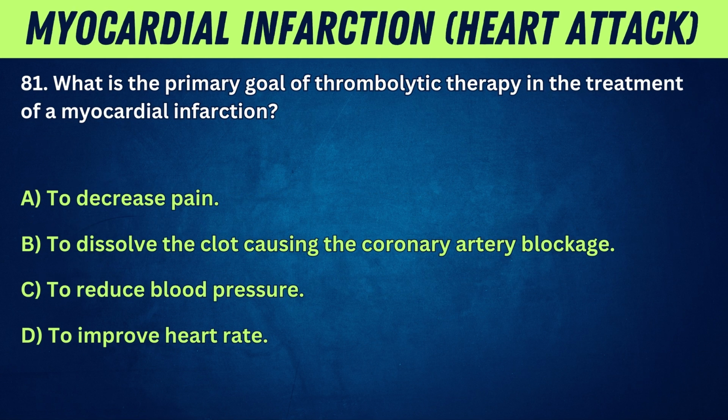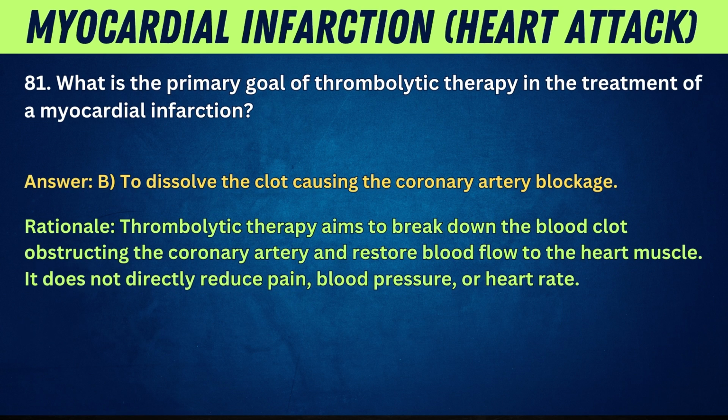81. What is the primary goal of thrombolytic therapy in the treatment of a myocardial infarction? A. To decrease pain. B. To dissolve the clot causing the coronary artery blockage. C. To reduce blood pressure. D. To improve heart rate. Answer: B. To dissolve the clot causing the coronary artery blockage. Rationale: Thrombolytic therapy aims to break down the blood clot obstructing the coronary artery and restore blood flow to the heart muscle. It does not directly reduce pain, blood pressure, or heart rate.